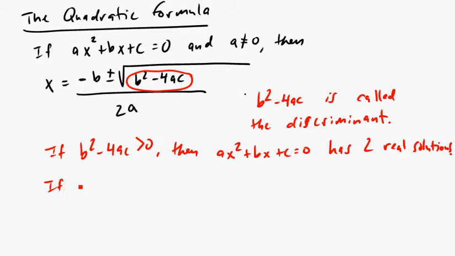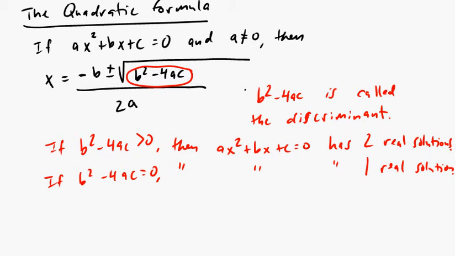If the discriminant were equal to 0, then in the quadratic formula we would take the square root of 0, which is 0, and when you add 0 and subtract 0, you would get the same thing, which means there would be only one value for x. So that means that this equation has one real solution.